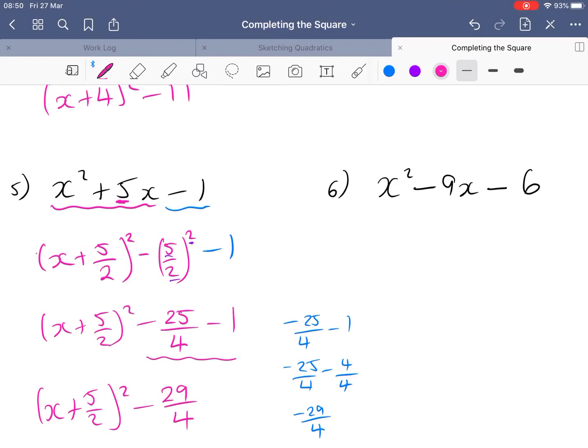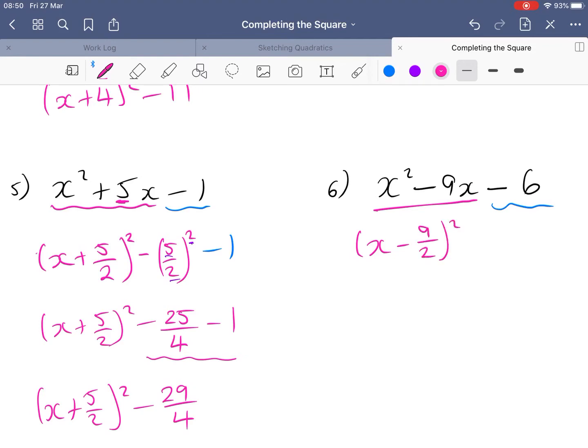Okay, so let's get rid of that bit there. We'll do a last one and then you can have a go. So again, I'm just going to complete the square on this. I'm going to leave that bit on its own to begin with. So I've got x minus, so half of 9, I'm going to write as 9 over 2 squared, minus my 9 over 2 squared. And I've got the take away 6 on the end.